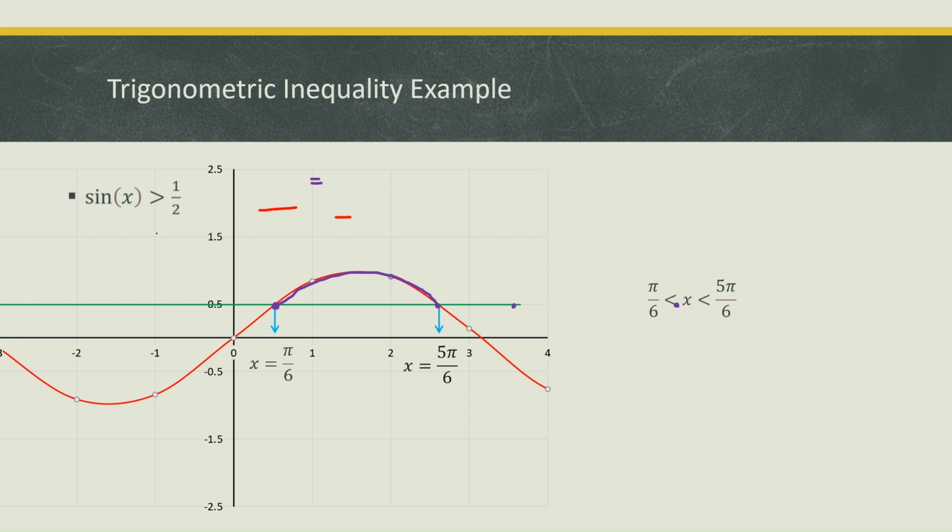But we know that sin x is a periodic function with a period 2 pi. So sin x always repeats after a period 2 pi. So to make this a general solution, we have to add 2 pi radians to both sides. So this would give us the answer 2n pi plus pi/6 less than x less than 2n pi plus 5 pi/6. I hope this is clear.